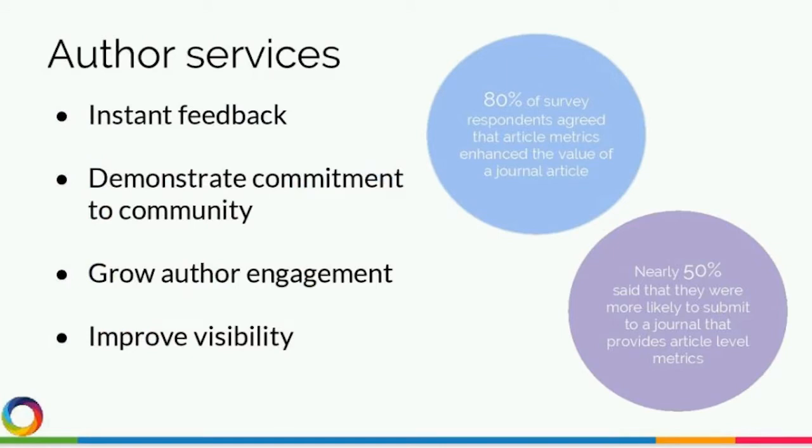So in terms of author services, I know many publishers have departments that are specifically focused in this space. Altmetrics really are about providing that instant feedback, demonstrating your commitment to supporting their needs, to growing engagement. You can really encourage your authors to get out there and talk about their work, or share links to it via either maybe their email signatures or their own social networks, when you can show them so easily the impact that has. And then just improving the visibility of your content in general.